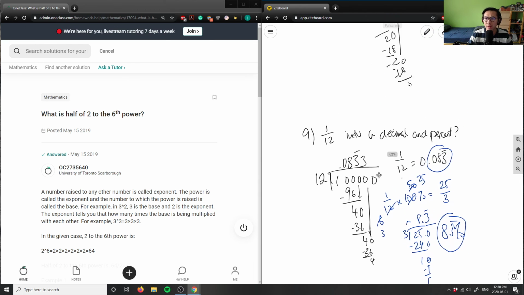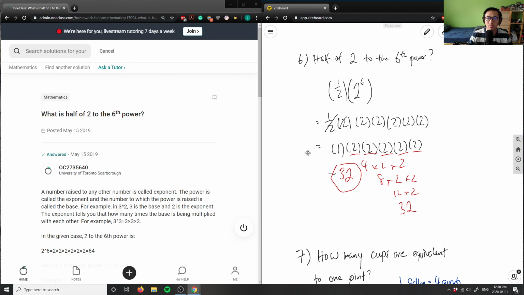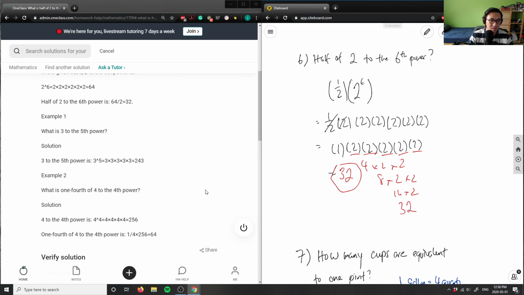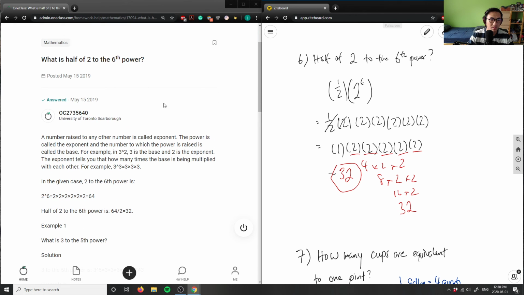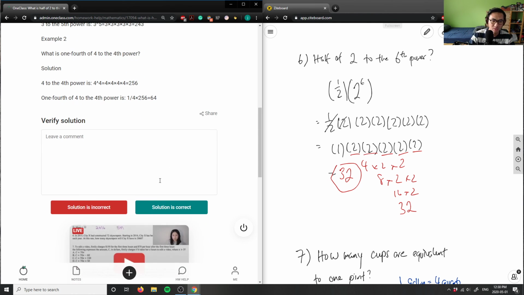Did I do this problem already? I did. So this is just simply a repeat of this question here. So I think I added the same problem twice. I just want to check if the solution here is correct. And let's see. Half of 2 to the 6th power is 32 here. So this here is correct. The solution is also correct.